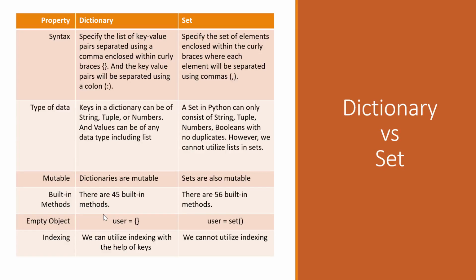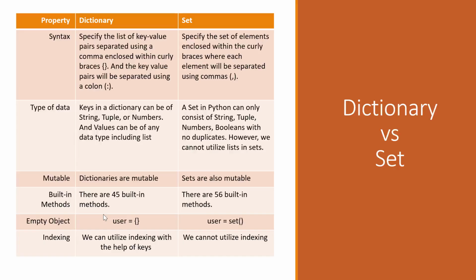The keys are basically immutable in nature, which means we cannot change the data of the key after it has been declared. See, we can change the value using indexing, but we cannot change the data of the key. So due to this, we cannot use list as a key in dictionary because lists are mutable in nature.